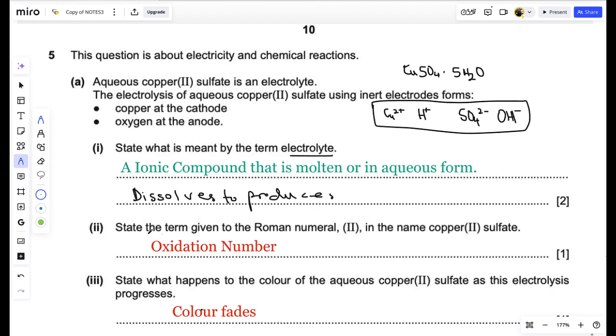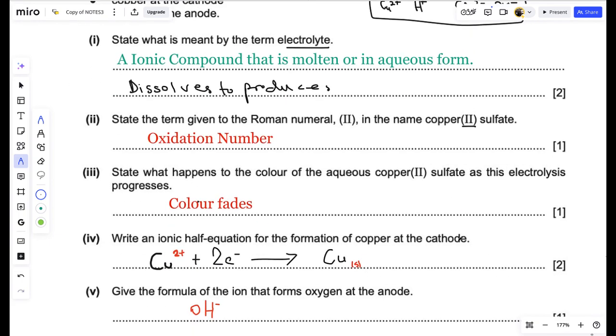Now it says: state the term given to the Roman numeral 2 in the name copper(II) sulfate. It's the oxidation number. Copper(II) sulfate has an oxidation number of 2. You can see when we write it there, we write 2 plus. So the 2 represents the oxidation number of the compound. Now we go to the next one.